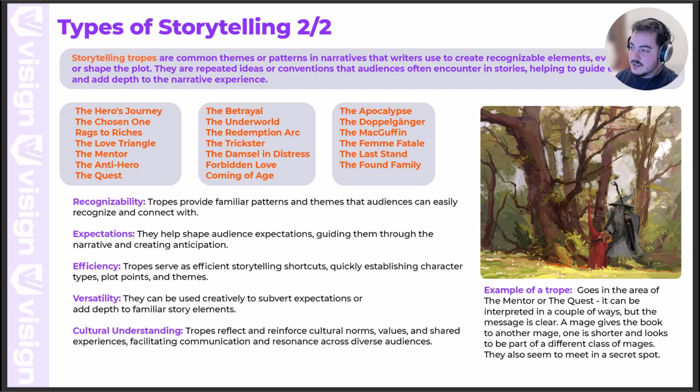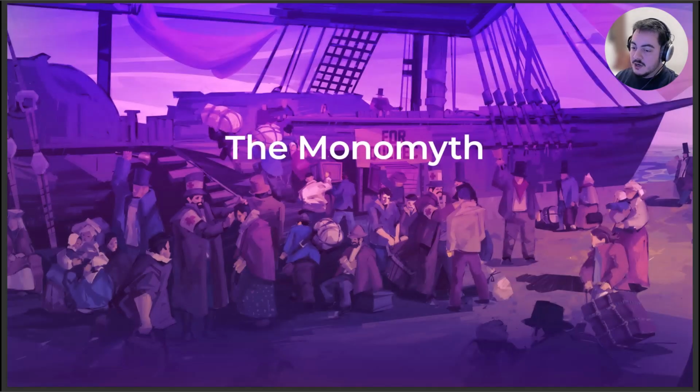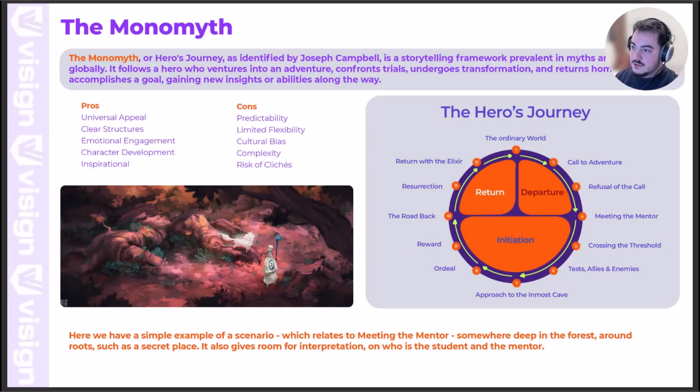Now let's go to the next set, where we're going to talk about the monomyth. So the monomyth, or the hero's journey, as it's identified by Joseph Campbell, is a storytelling framework prevalent in myths and legends globally. It follows a hero who ventures into an adventure, confronts trials, undergoes transformation, and returns home or accomplishes a goal, gaining new insight or abilities along the way. And this is important to understand. That's what the monomyth represents.